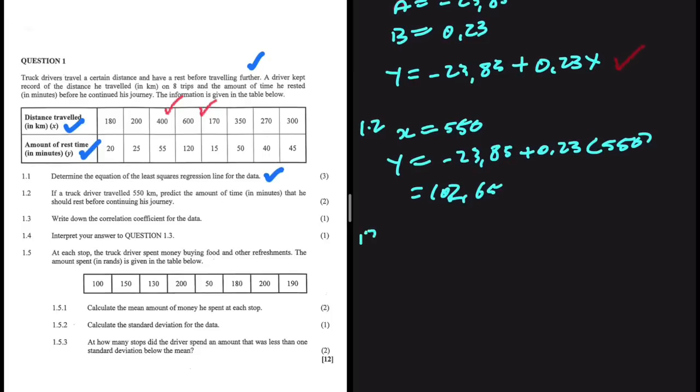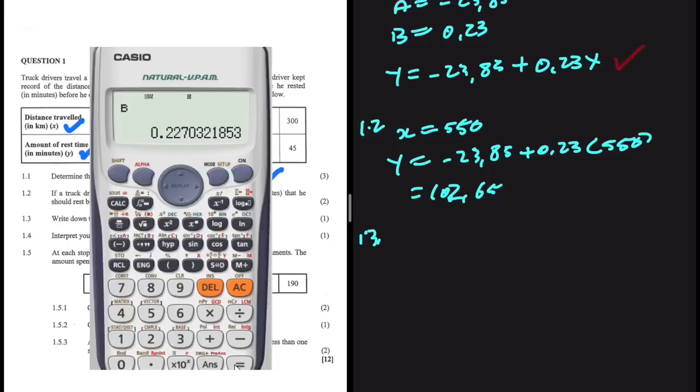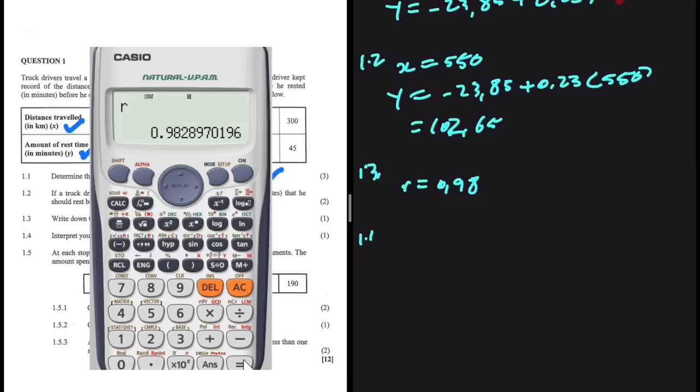Let's do 1.3. Write down the correlation coefficient for the data. Again, in order to do this, we have to use our calculator. So let's go ahead and do that. AC, shift 1, 5 for regression, and then we press 3 for R, the correlation, right? We get R equals 0.98. So, right, that is the correlation coefficient for the data.